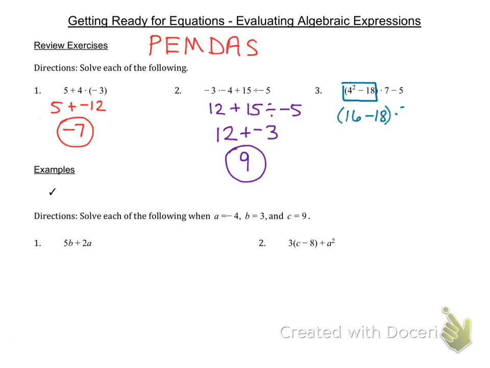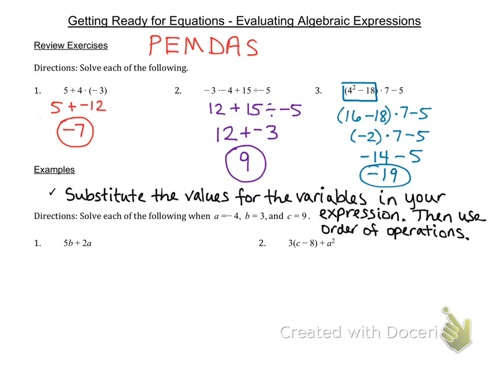So I'm going to rewrite my problem now. Next, to complete whatever is in the parentheses, I'm going to do 16 minus 18, which is a negative 2. So now you have negative 2 times 7 minus 5. The next thing we're going to do is multiplication. Negative 2 times 7 is a negative 14 minus 5. And negative 14 minus 5 is a negative 19. So your answer for number 3 is a negative 19.